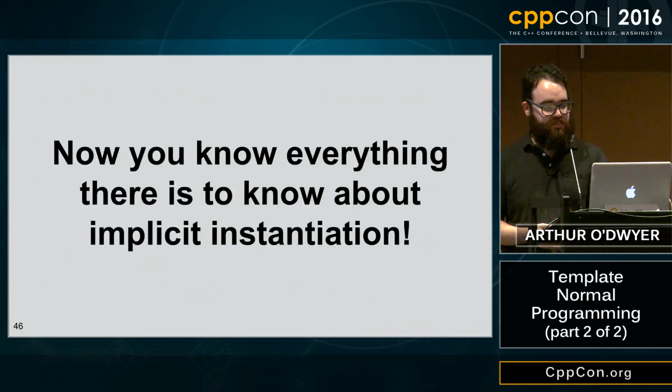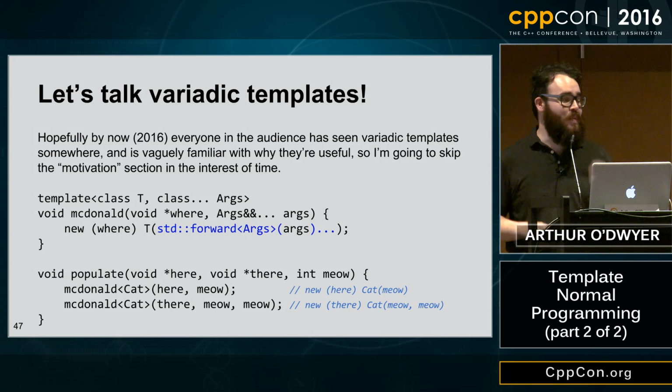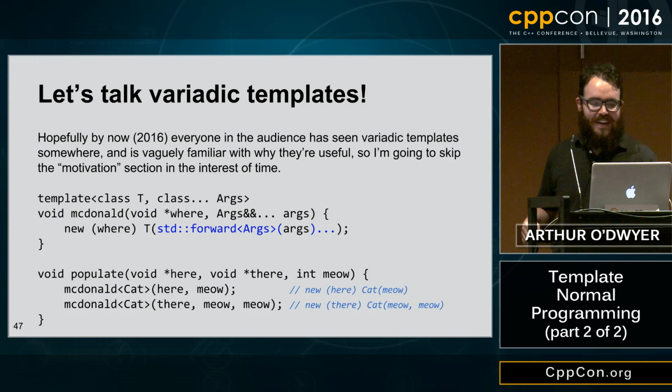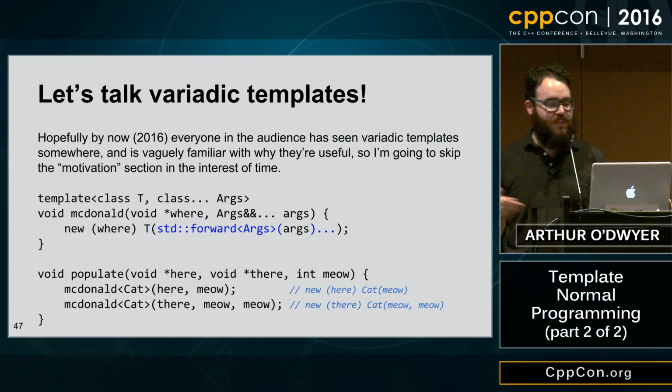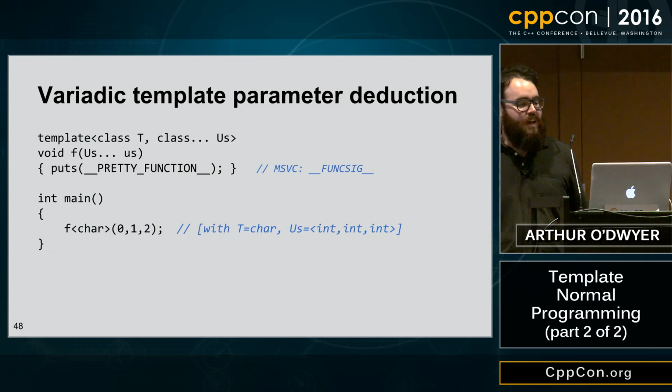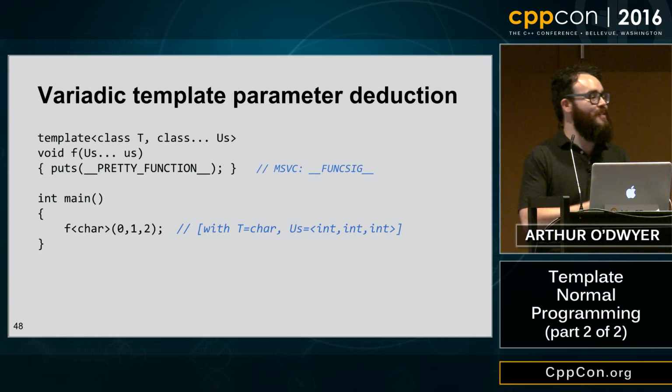All right, now you know everything there is to know about implicit instantiation. I know that went super fast and was probably confusing. But we're going to have less confusing stuff coming. So let's all forget that that section happened. Hopefully by now everyone's seen variadic templates, so I'm going to skip over the motivation. And let's talk about variadic template parameter deduction.